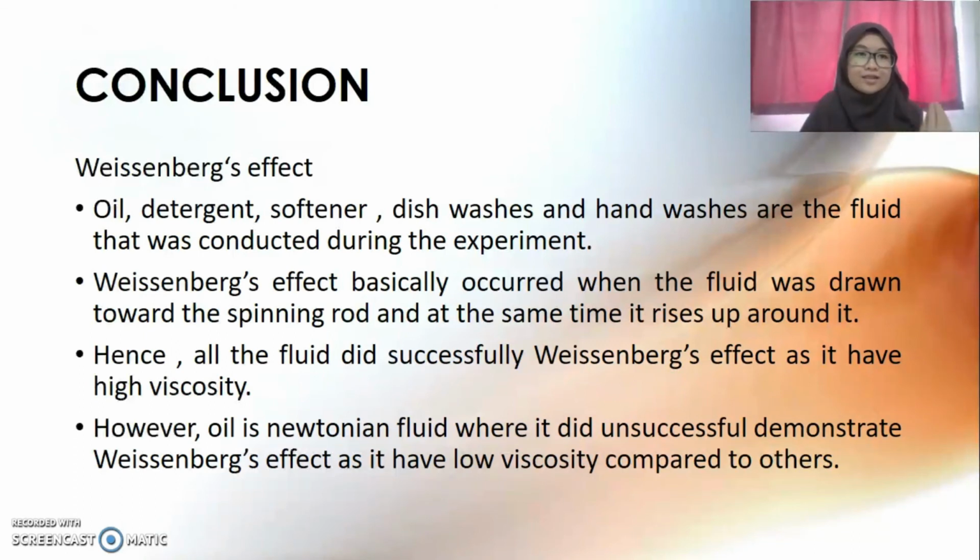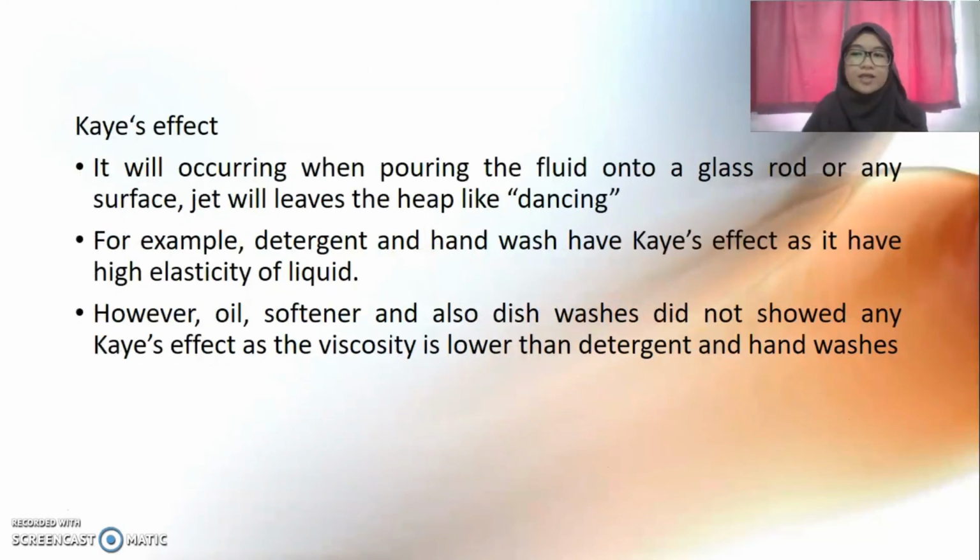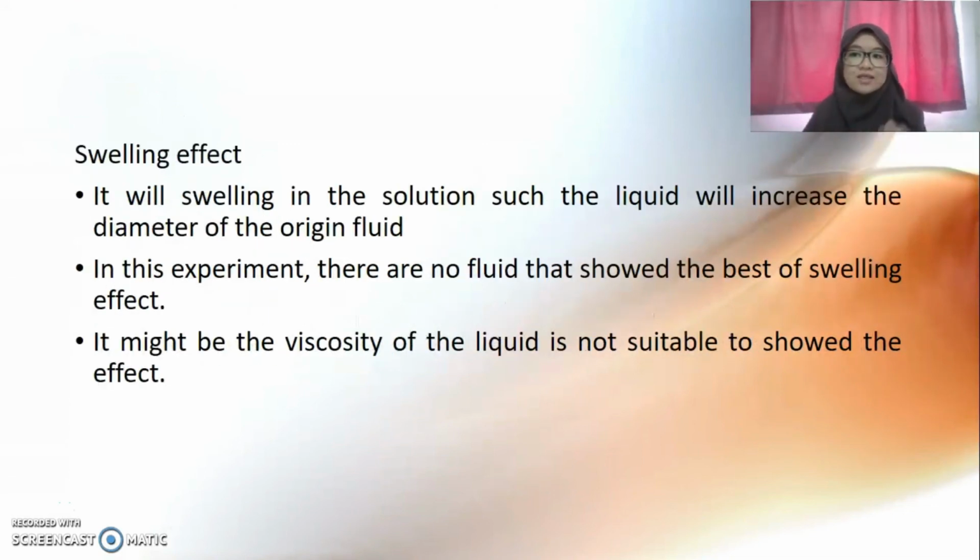Okay, next is the chaos effect. It occurs when pouring the fluid onto a glass rod or any surface, and it results in a jet leaving the rod, like it is dancing on the glass rod. For example, in this case, detergent and hand wash have the chaos effect, but the others do not have the chaos effect.